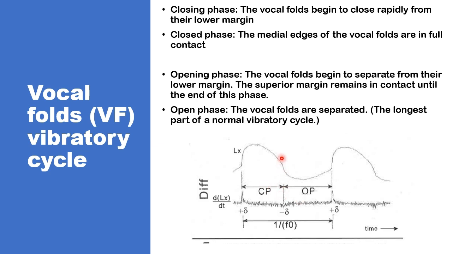So here you could see that the glottal area waveform is divided into a closed phase when the vocal folds are close together and an open phase when they are apart. These two phases can be further subdivided into a closing phase when they are attempting to close before achieving maximum closure, and an opening phase when they are getting apart from each other before achieving opening of the glottis during phonation.